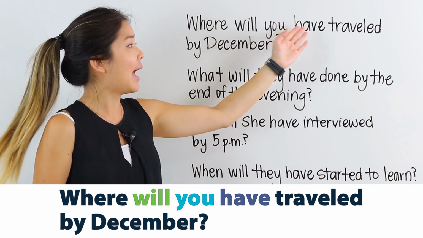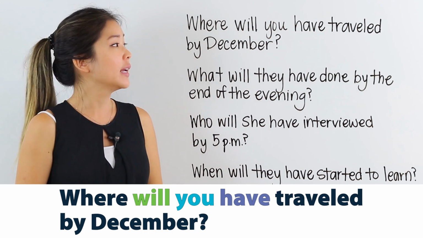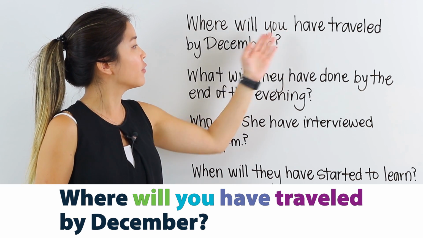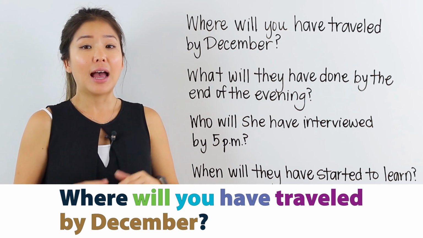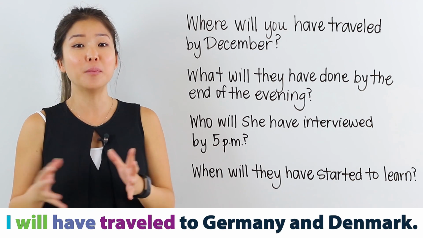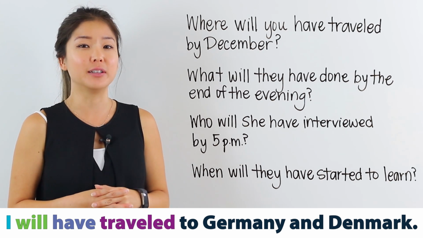And then have, and after that, the past participle of the verb. In this case, it's traveled. Where will you have traveled by December? I can answer by saying I will have traveled to Germany and Denmark. There are many possible answers here, and this is just an example.